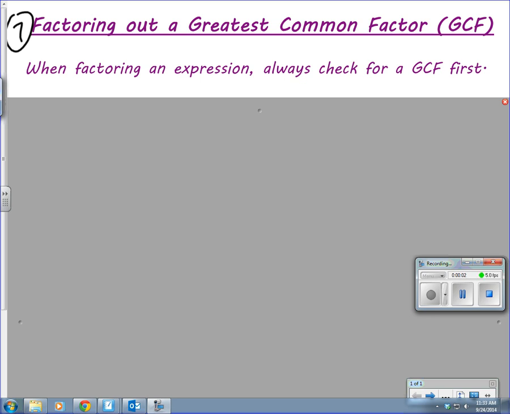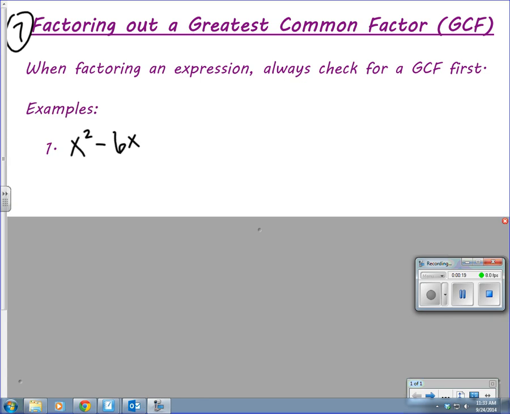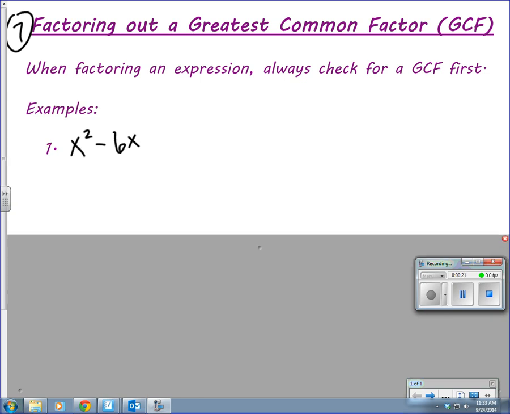Okay, so when you are factoring, you always want to check for what first? Greatest common factor of all of the terms, okay? And that's what we will practice today. So number one, go ahead and write down this example. X squared minus 6x.